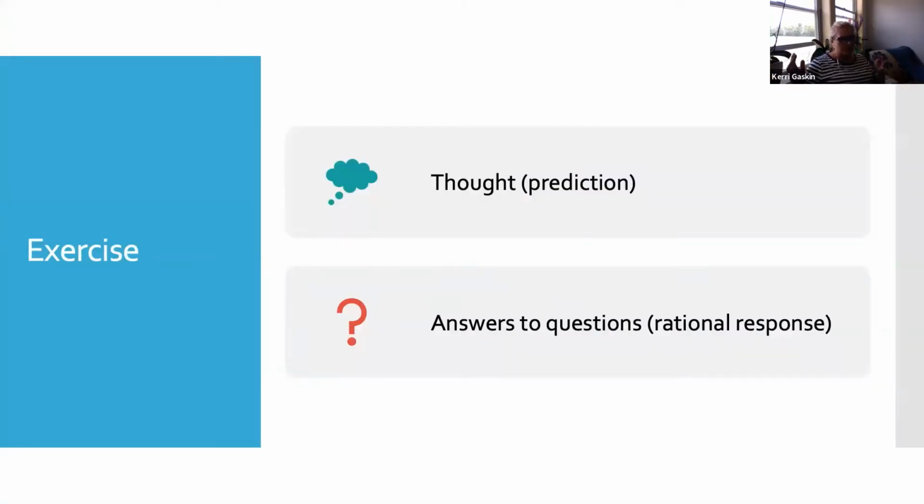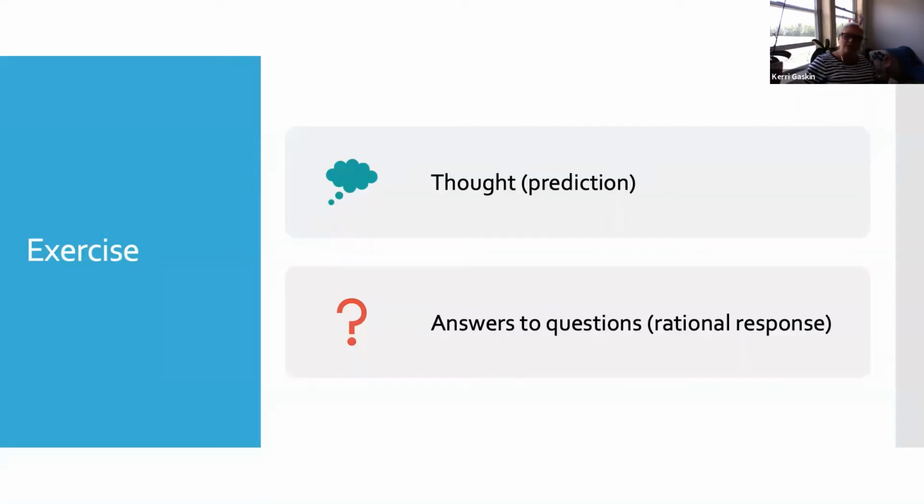So have your thought. Focus on a predictive thought like I will lose my job, or she will reject me. Write it down. And remember to phrase it in the form of a statement, not what will happen if or what if, but this is going to happen. And then start jotting down those answers to those same questions.